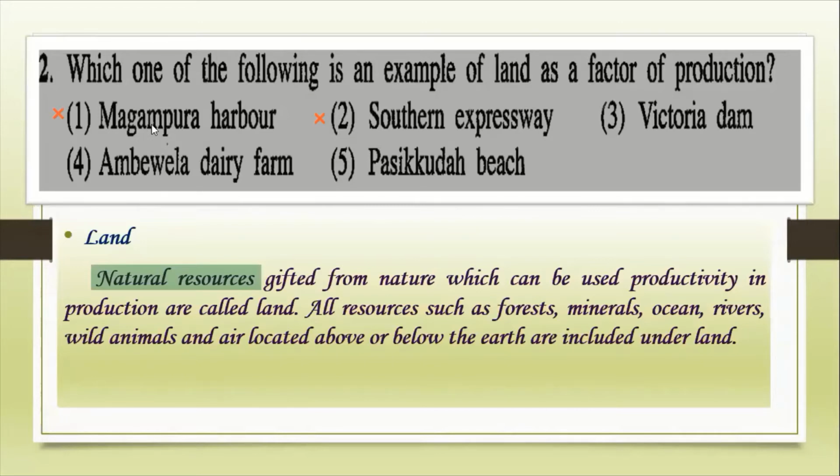This one is also economic overhead capital. Then Victoria Dam, it is not a natural resource, it is man-made. It also belongs to capital, economic overhead capital. Ambewela Dairy Farm. To do this, natural resources have been used, but some changes have been made on natural resources. If human efforts are added, that becomes capital, right? Therefore, this one also will not come. The answer is Pasikuda Beach. It is a productive natural resource that can be used for tourism activities. Therefore, Pasikuda Beach belongs to land.